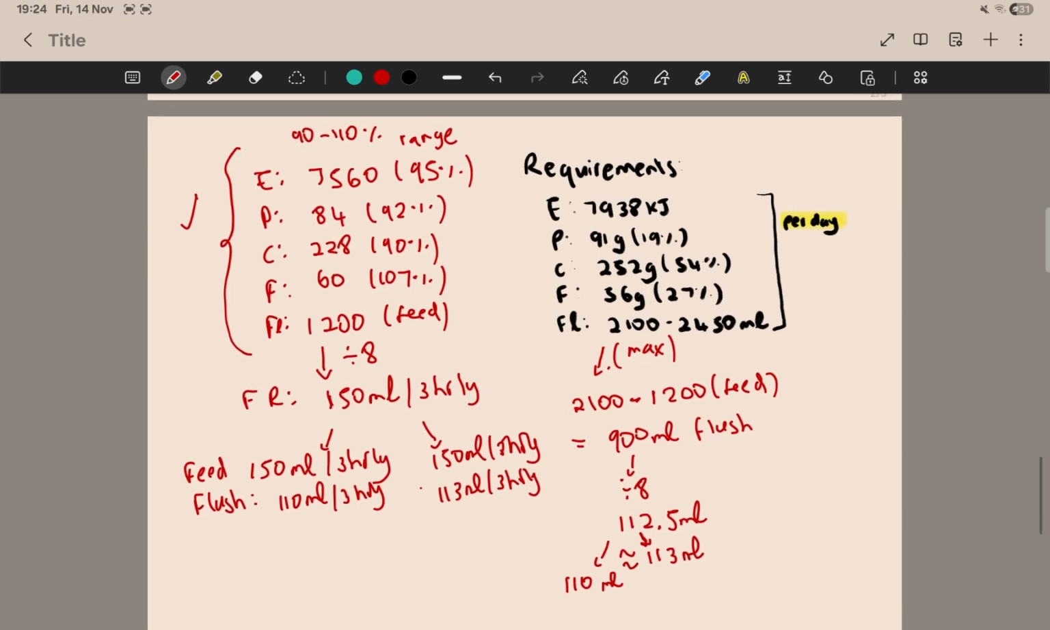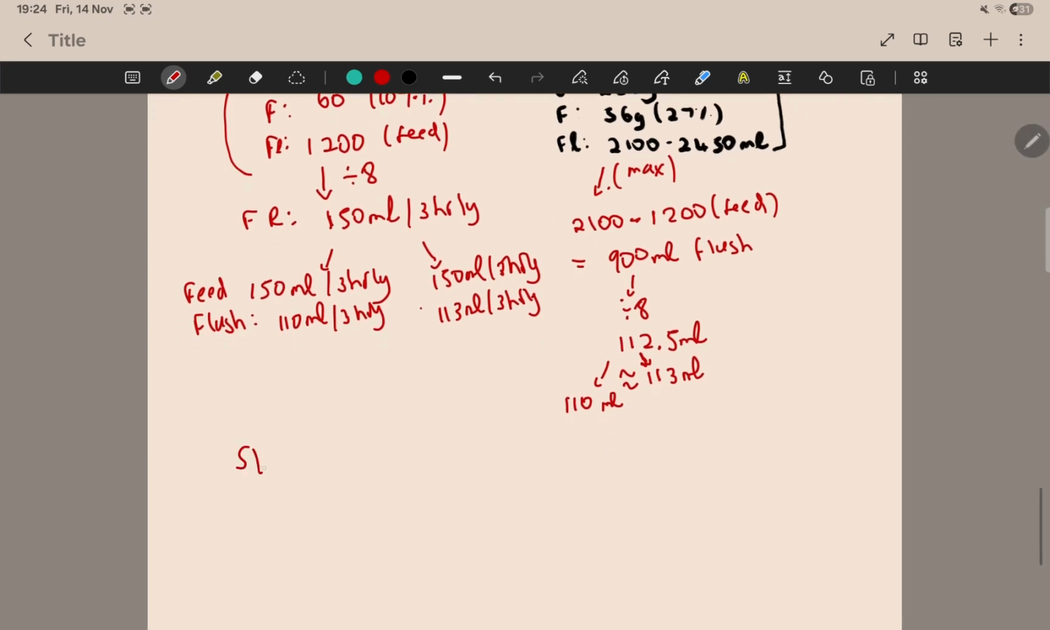But there are many different ways of doing it. You can start with fluids. You can start with any figure basically. Obviously it needs to be justified, but we normally start with, let me just write this down, generally protein or energy or fluids. So these are the main ones that we normally work around.